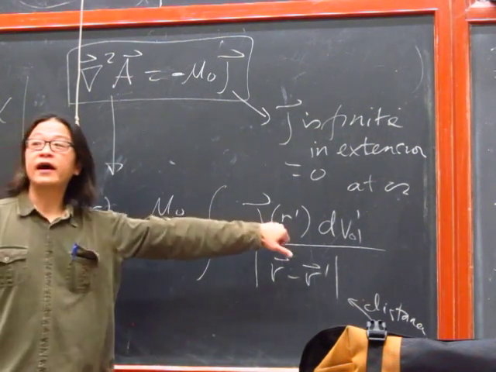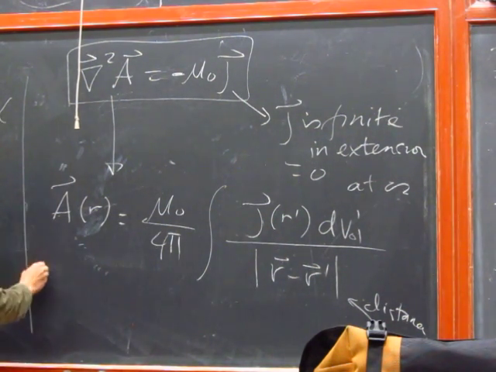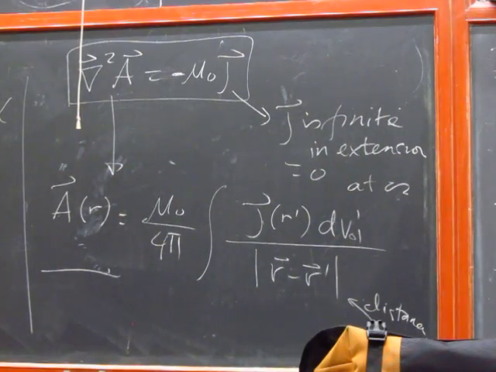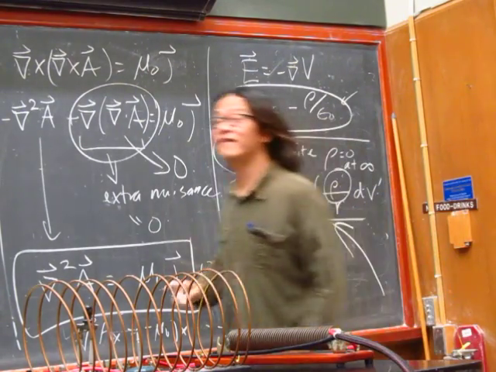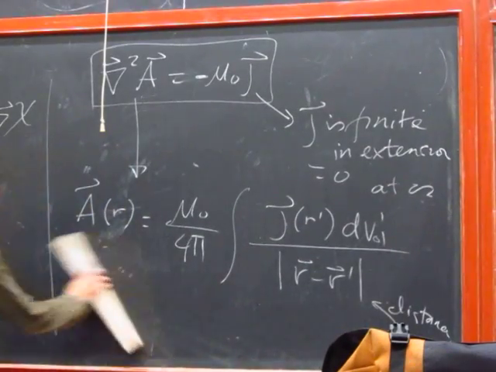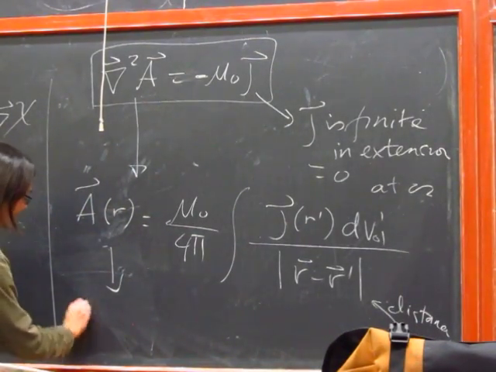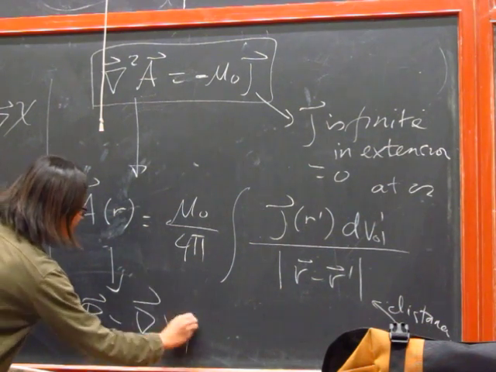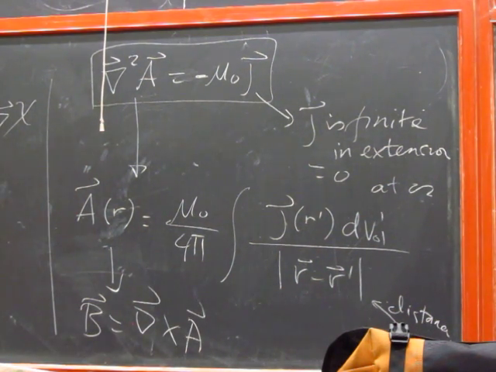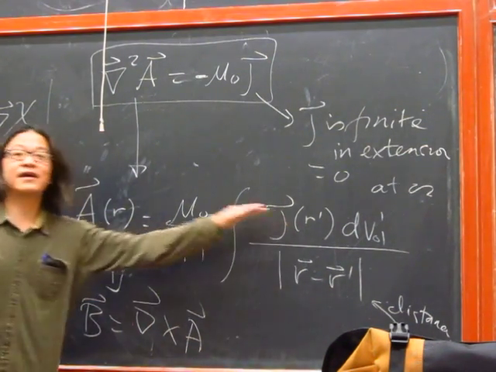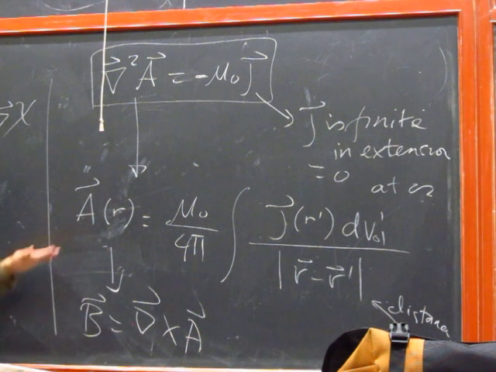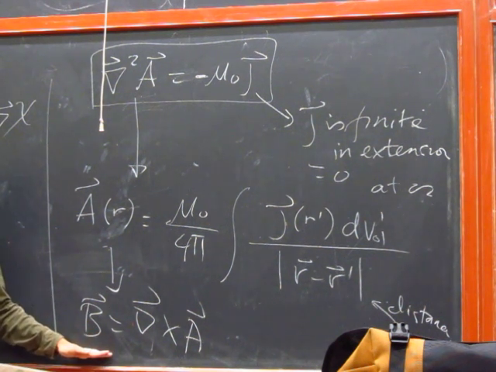Knowing the current distribution, I can calculate the vector potential, just like in electrostatics, knowing the charge density allows me to calculate the potential. And then, knowing the vector potential, you can always calculate B. Just take the curl, and you're done. So now we know how to connect, in general, the current density to the magnetic field. Knowing the current density, calculate the vector potential. From the vector potential, calculate the magnetic field. And then you're done.